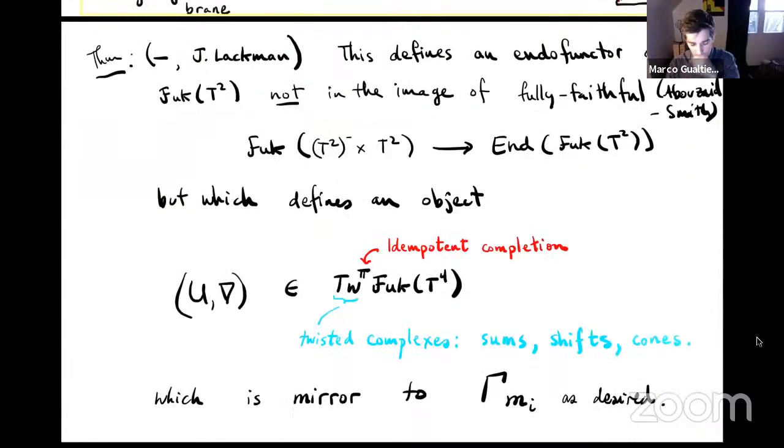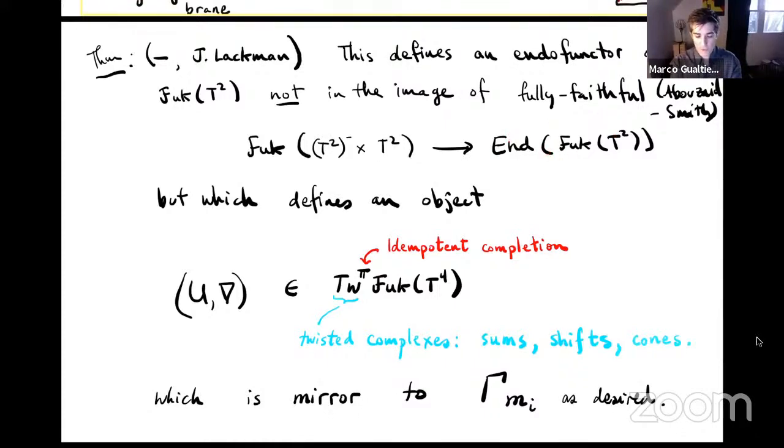With Josh, we went into detail to look at what this transform is, and found that indeed it extends to an endofunctor of the Fukaya category of T2. And this endofunctor is not in the image of the map from the Fukaya of the product to the endomorphisms of the Fukaya of each factor. This was carefully studied by Abouzaid and Smith about 10 years ago or so. They showed that this map was fully faithful, but it was not surjective in any sense.